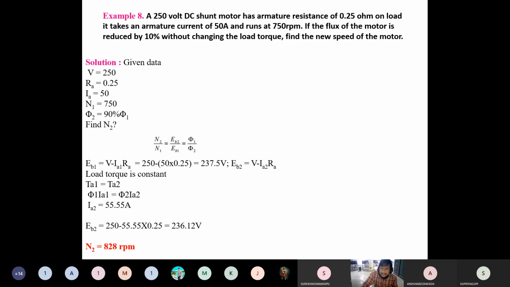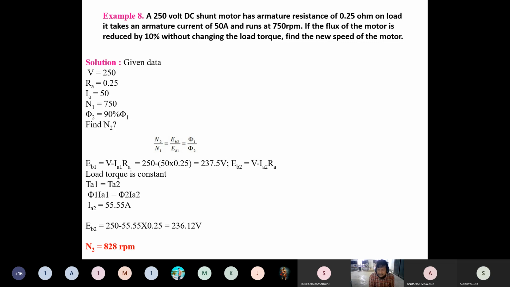If the flux of the motor is reduced by 10% without changing the load torque, torque is same, but flux is reduced. Flux is reduced by 10%, that is phi 2 is equal to 90% of phi 1. Why? Because 10% is reduced, remaining flux is 90%. That's why phi 2 is equal to 90% of phi 1, and N1 is equal to 750. So determine the new speed. New speed means after reducing the flux, what is the speed?